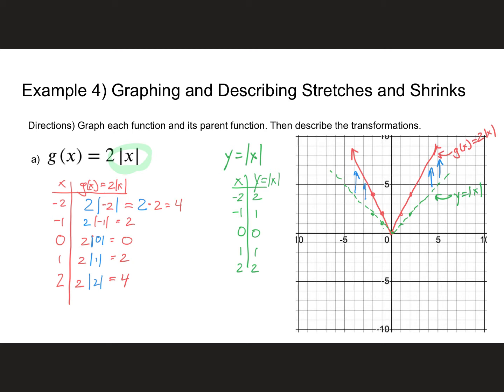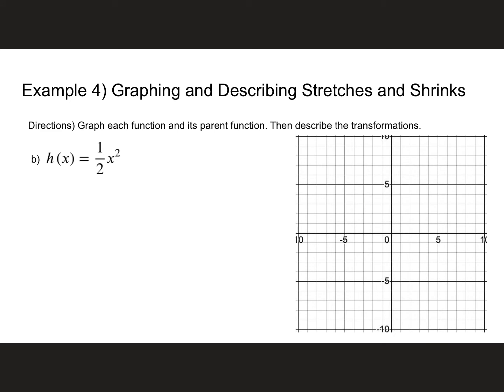Let's take a look at another problem. So here we have 1/2 x squared. Let's go through here and create a table of values. So here's x, here's h of x. And again, I like my values, -2, -1, 0, 1, and 2. And then we'll just plug it into the equation. So I have 1/2 times, it'll be -2 squared.